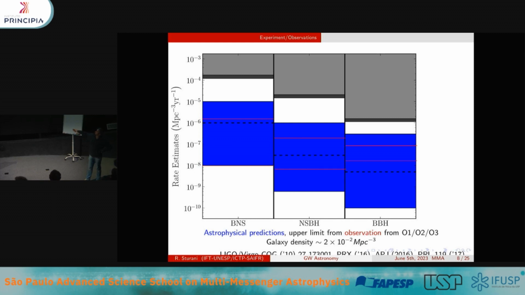Okay, and these are the rates. So the rate that we see for binary neutron stars is of the order of, okay, look at the units, per megaparsec cube per year, okay? So in a volume of 1 megaparsec cube per year, we now know that we have around 10 to the minus 6 events. So what is the megaparsec?